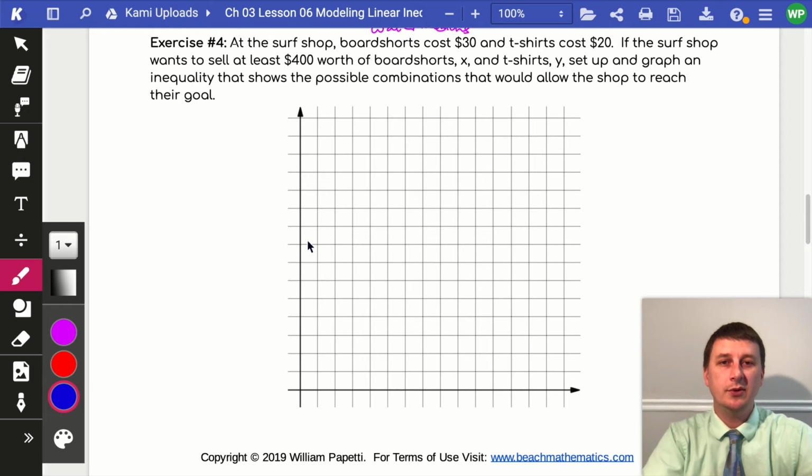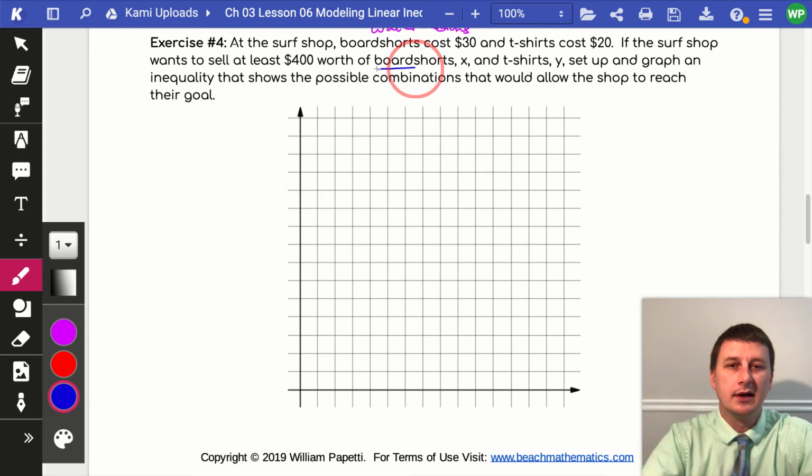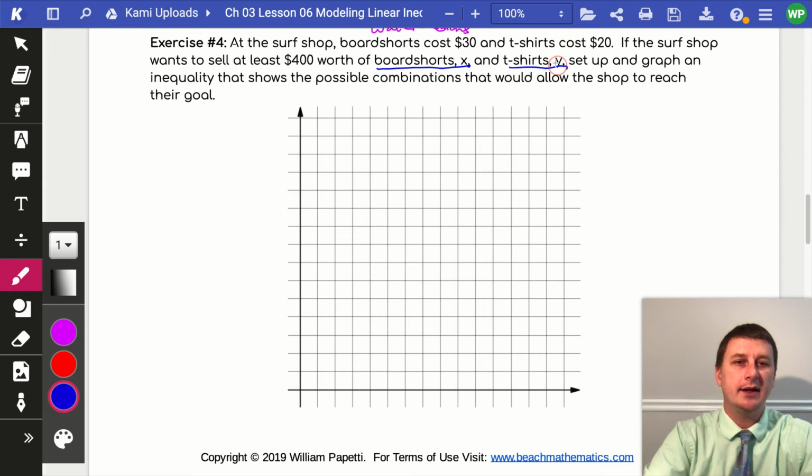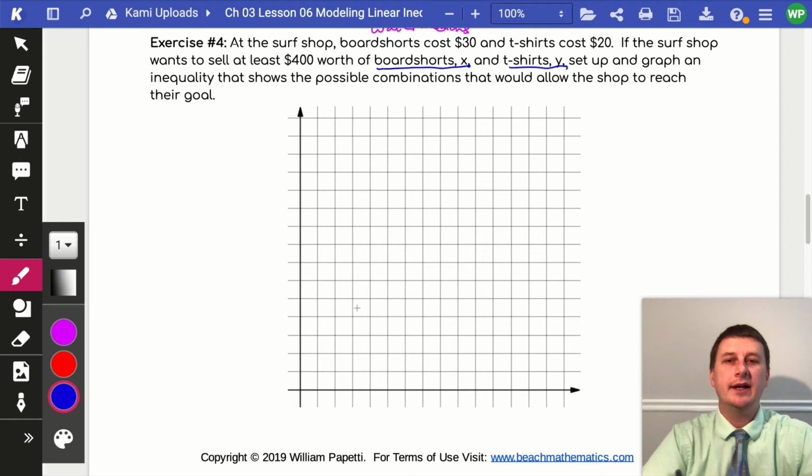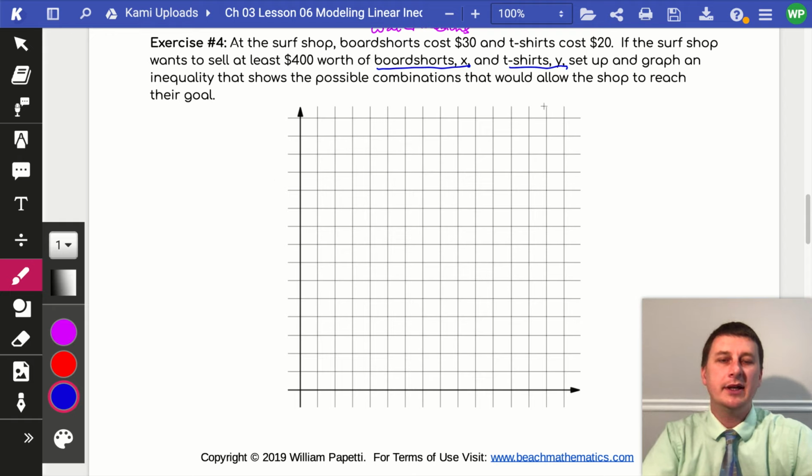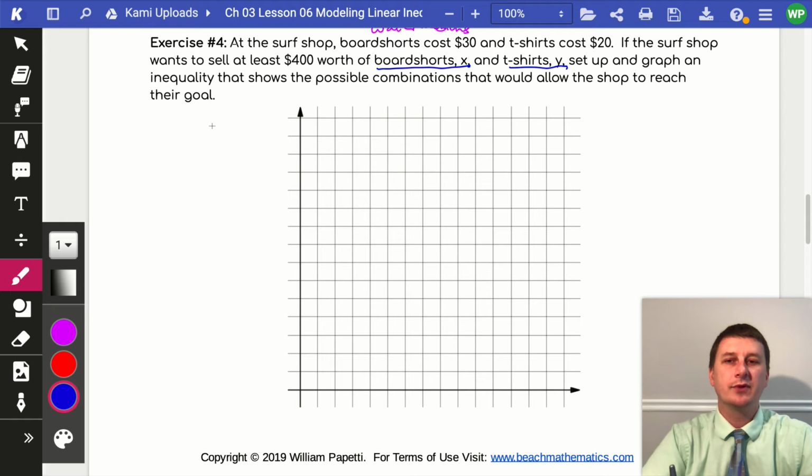So this problem says at the surf shop, board shorts cost $30 and t-shirts cost $20. If the surf shop wants to sell at least $400 worth of board shorts, X, and t-shirts, Y, set up and graph an inequality that shows all the possible combinations that would allow the shop to reach their goal.